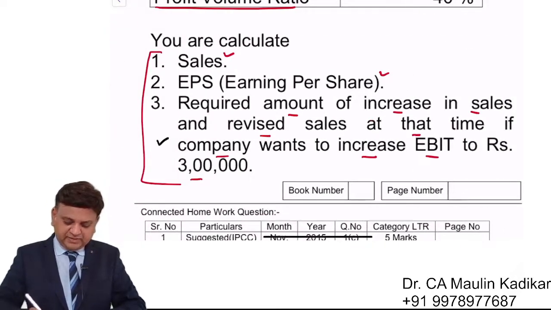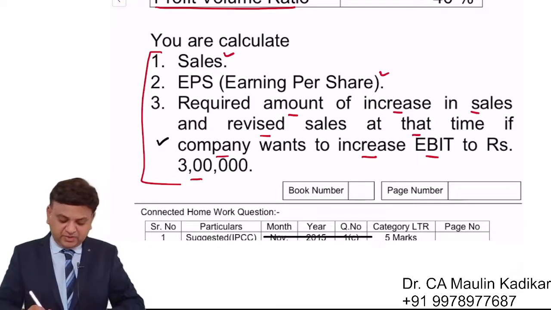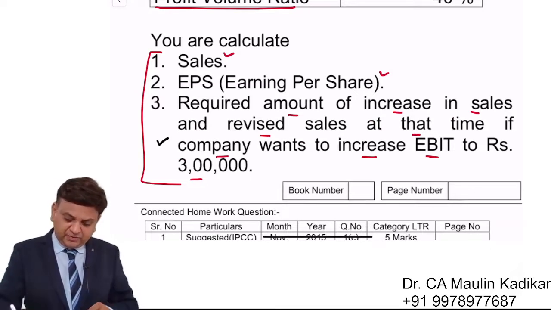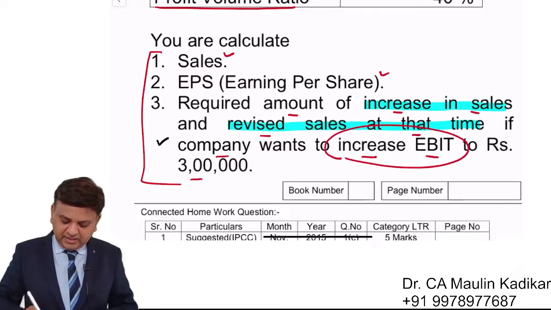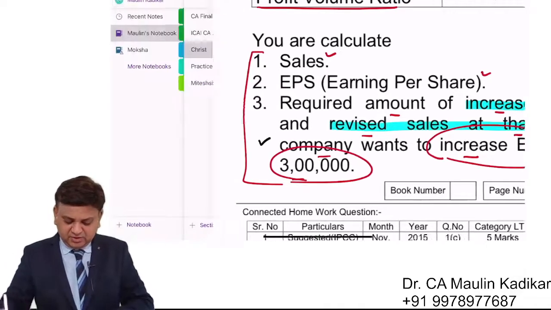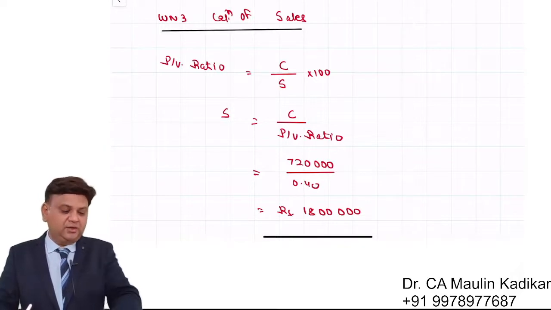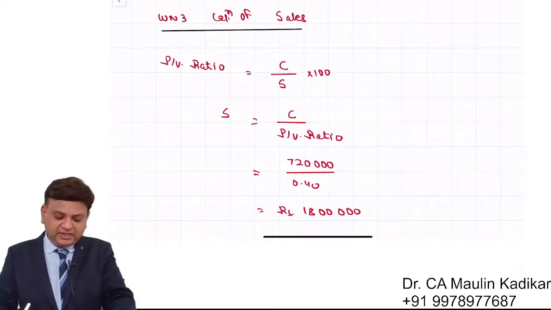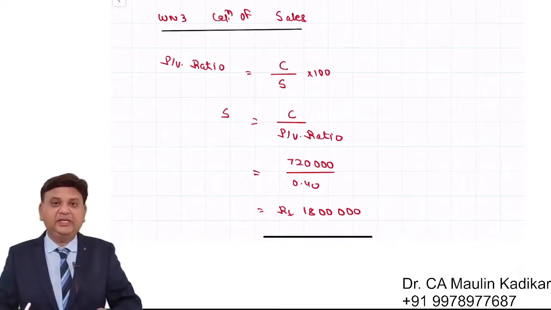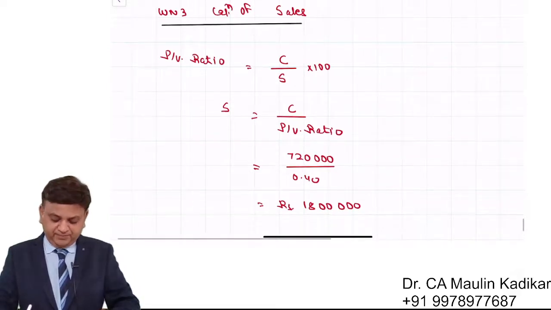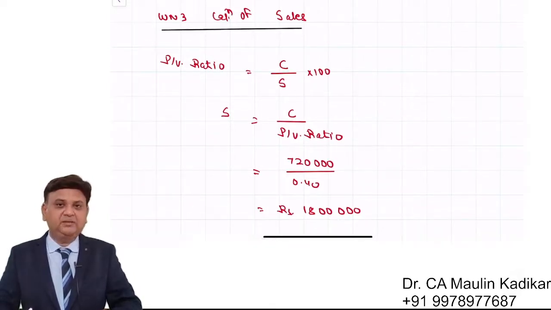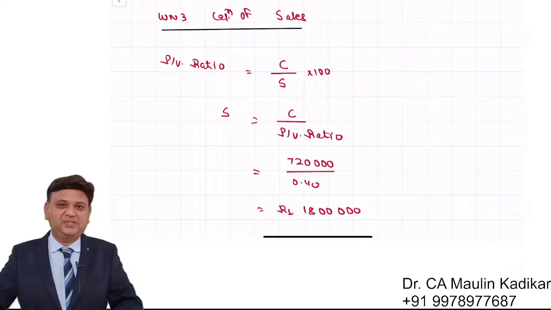I request you to give an answer for the third part of the question in the chat box. Required amount of the increase in the sales and revised sales at that time if the company wants to increase EBIT to rupees 3 lakhs. So if the company has a desire to increase the EBIT to 3 lakhs, what is the amount of the increase in the sales required? Please calculate the answer and put it in the chat box.